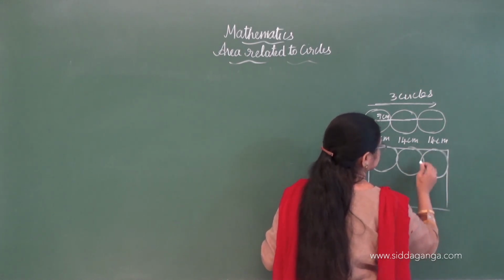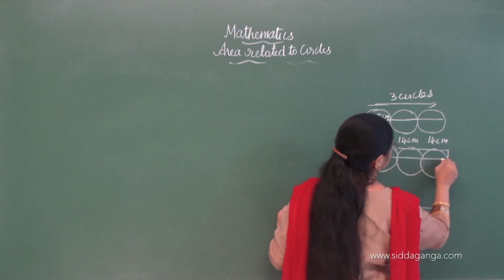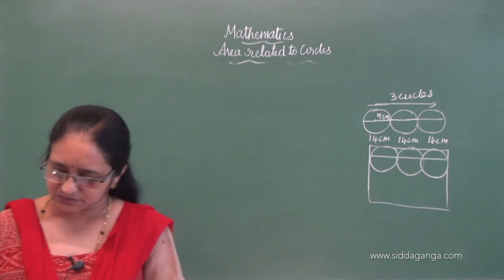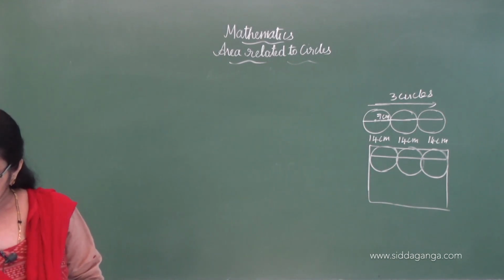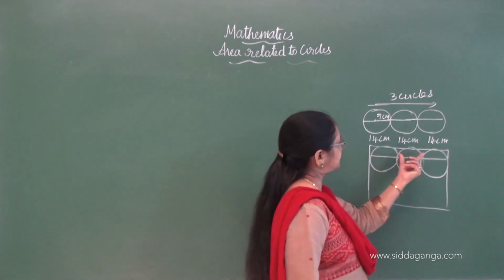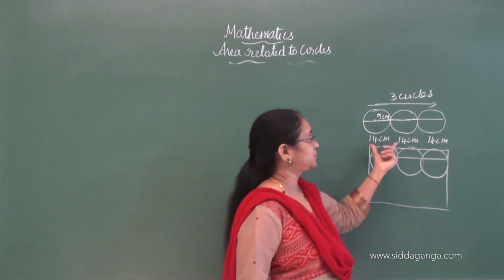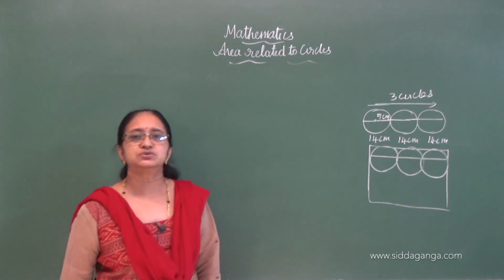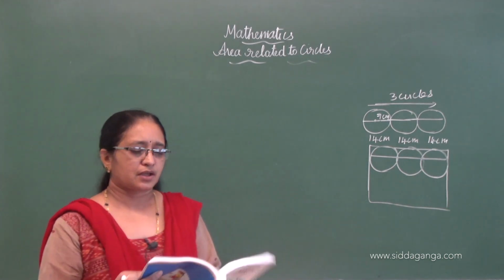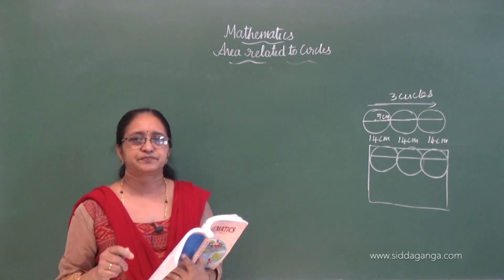So 3 circles, okay. So total that will be the side. So what is the side of the circle then? It will be 14 plus 14 plus 14. So 14 3s are 42 centimeter. Okay. Next. So we know the side.